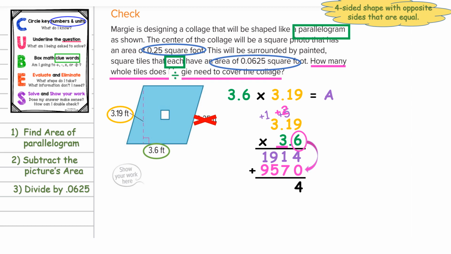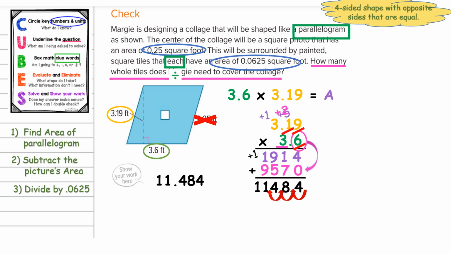I add those together. I have 4 and 0, which is 4, 1 and 7, which is 8, 9 and 5 is 14, carry my 1, 9 plus 1 plus 1, that gives me 11. I multiply decimals, so now I count my decimal spaces. Once again, it's not how many decimal points, but how many spaces there are in my math problem behind the decimal points. And in this one, I have 3. So I have to move my decimal point from right to left 3 times. That's required. That gives me 11.484.